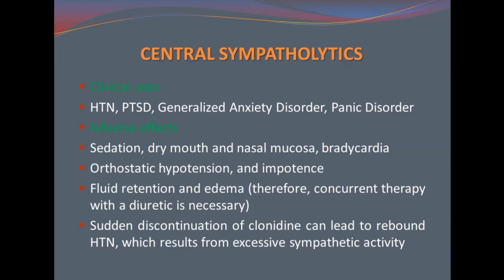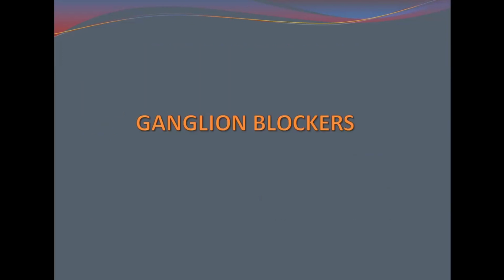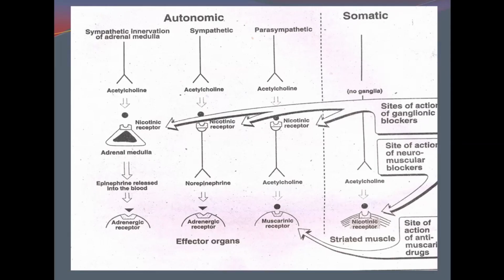Another group which is included in sympatholytic drugs is ganglion blockers. What is a ganglion? A ganglion is a structure containing a number of nerve cell bodies, and they are located between preganglionic and postganglionic fibers of both the sympathetic and parasympathetic nervous system. That is, they inactivate both the sympathetic and parasympathetic nervous system.